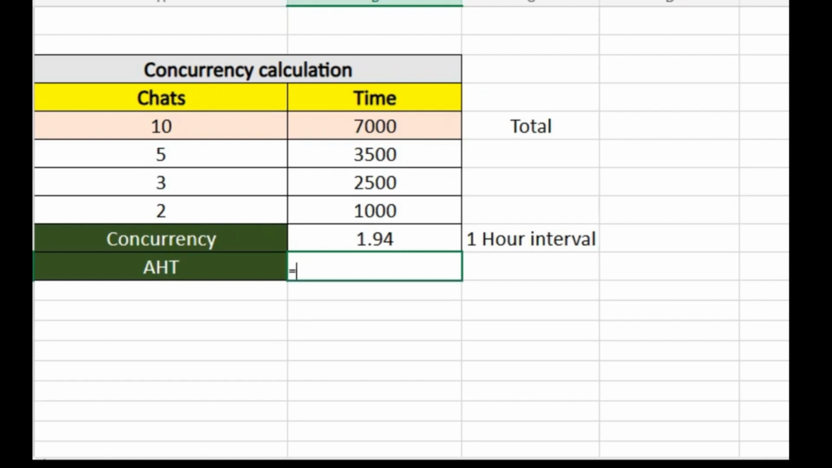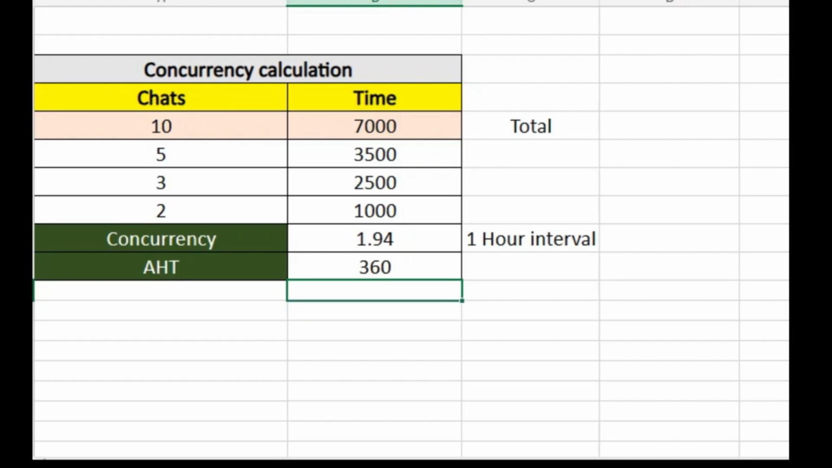How can we simply go about it? We have to use this formula: 7,000, that's your total engaged time, divided by your concurrency, bracket close. You can see that we are getting 3,600. Then we have to divide it by the total number of chats, which is 10. The moment I hit enter, I have the AHT. So the AHT is 360 seconds. This is the way you can calculate concurrency and AHT on the basis of a 1 hour interval. I hope that is clear.